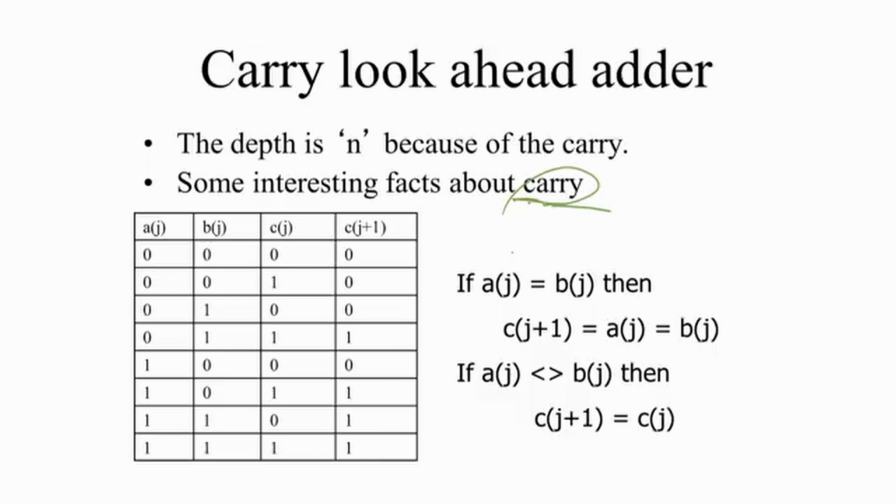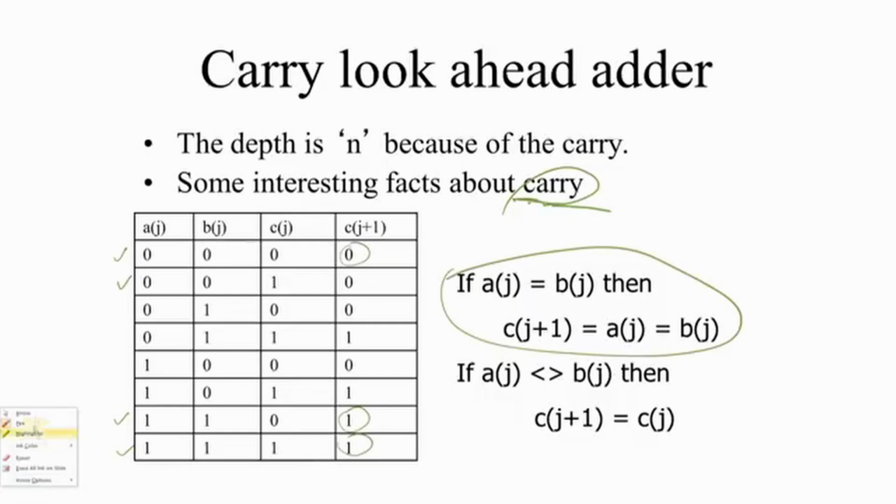There is something very interesting about this. When Aj is equal to Bj, your Cj plus 1 is equal to either Aj or Bj. For example, when is Aj equal to Bj? Let us take these 4 entries. When Aj is equal to Bj, your Cj plus 1 is equal to Aj, which is equal to Bj, right. Okay. So the green matches with the green.